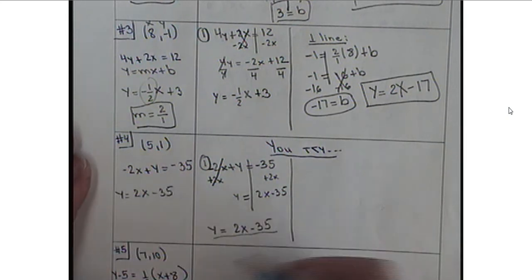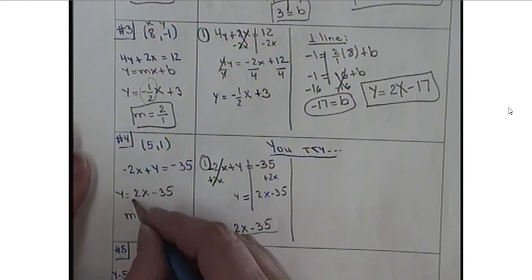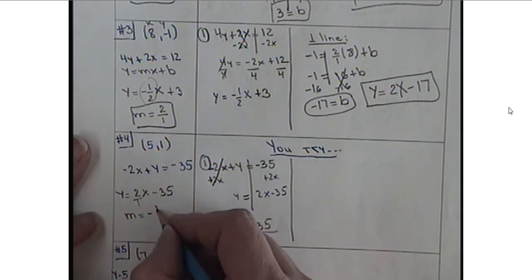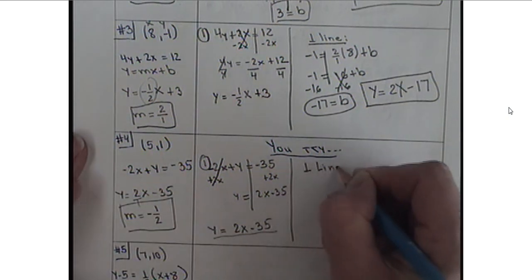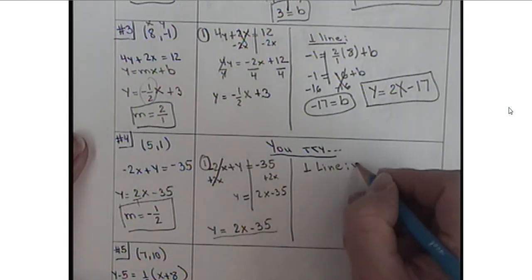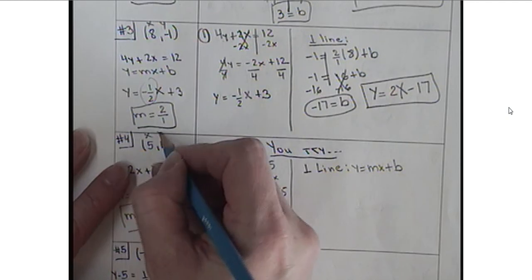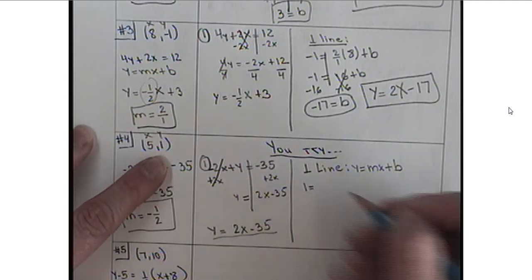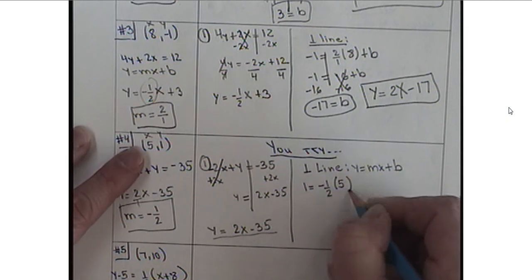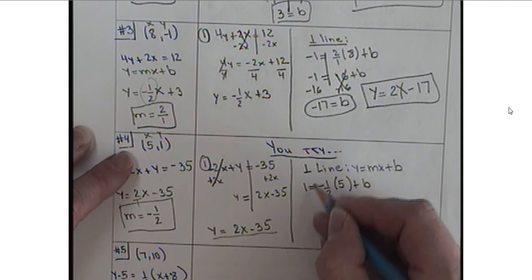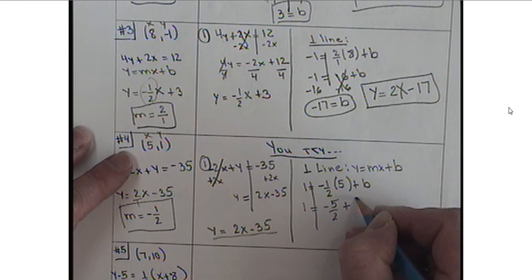Okay, from here the slope is opposite of that, so it will be negative, and this is the same as 2 over 1. So negative 1 over 2 will be the slope of the perpendicular line that we're looking for. And we're going to apply y equals mx plus b equation. We substitute x and y, so y is 1 equals to, the slope is negative 1/2 times x is 5 plus b.